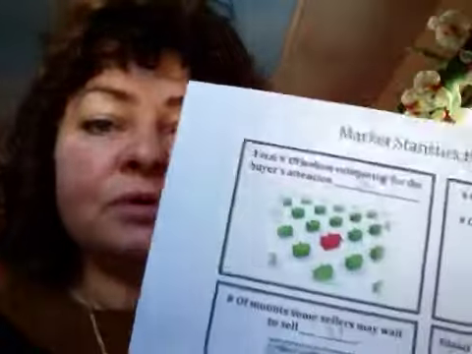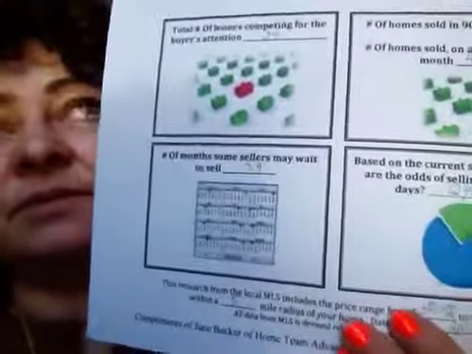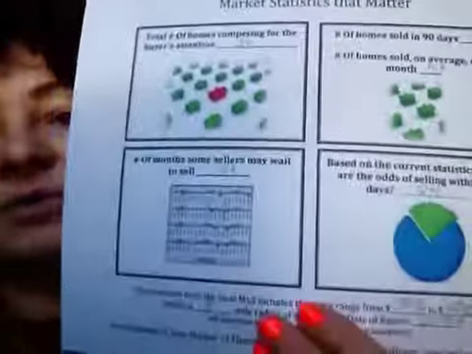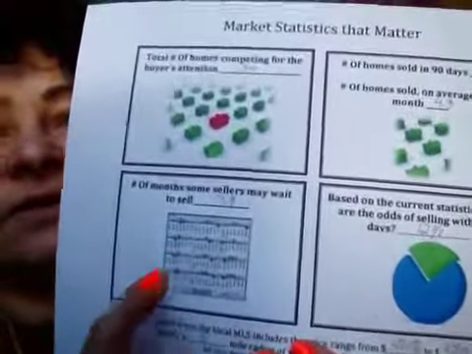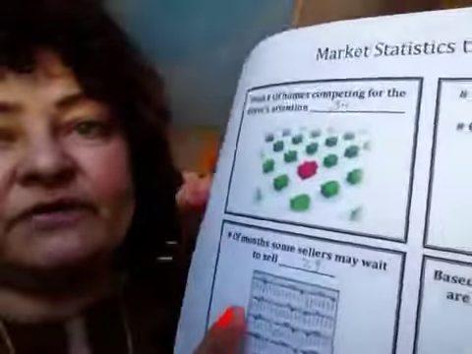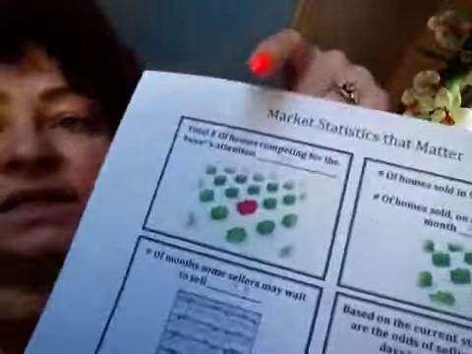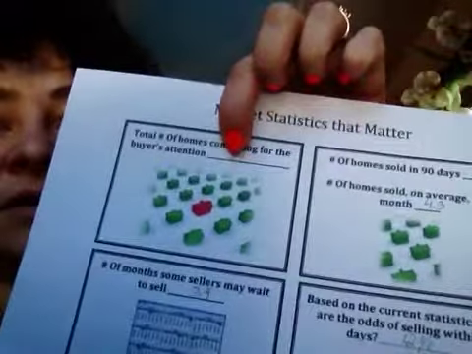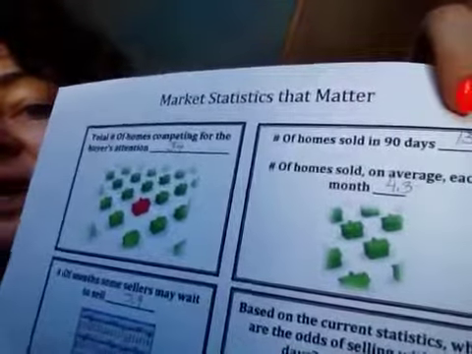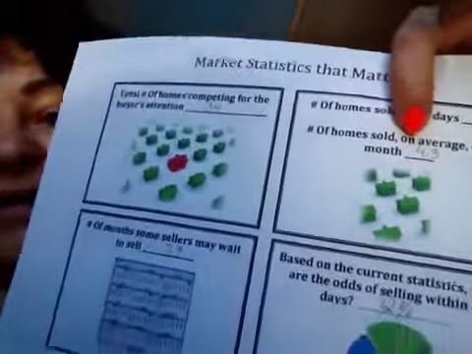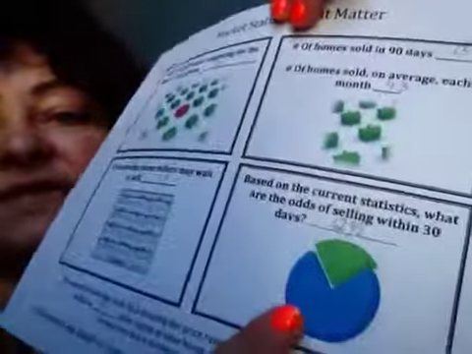Refer to the absorption rate to understand this chart. Absorption rate is explained in a different video, and you can search for that on my YouTube account, which is Jane Becker Video. Basically, this says how many homes are competing with your homes right now, and how many homes sold in the last 90 days, how many homes are selling every month, and what are your chances of selling your property the first 30 days.